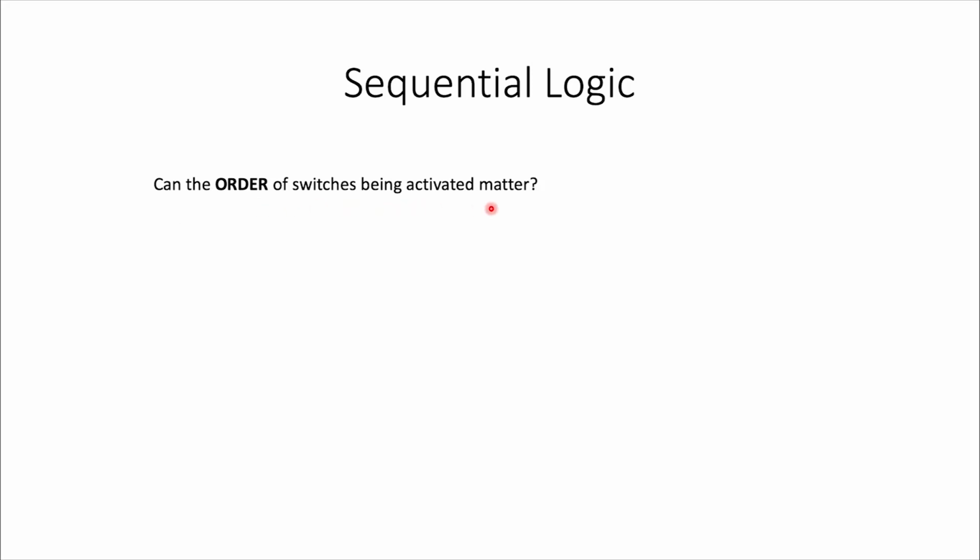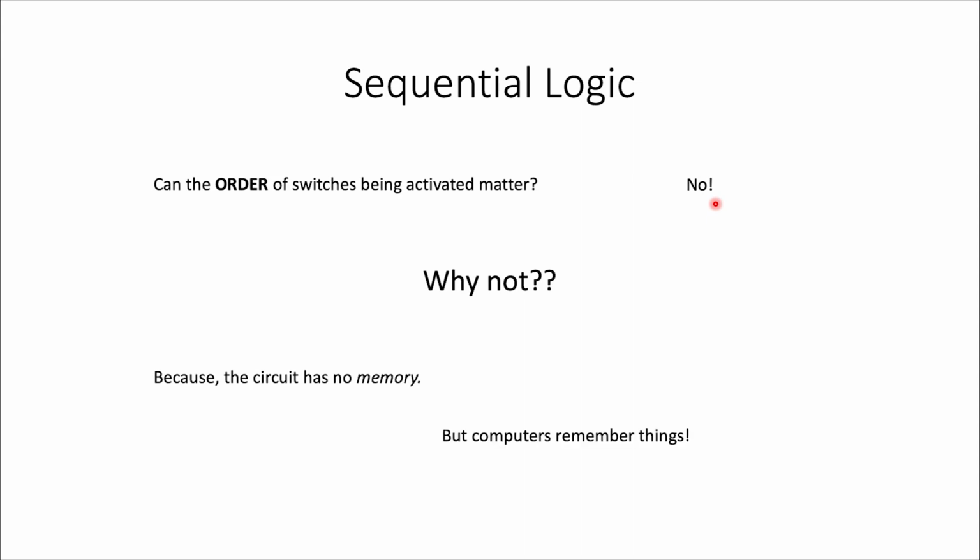So one question you can ask is whether the order of switches being activated matters. And as I said, the answer is no for combination logic. Why not? Well, the circuit has no memory, as I just said. However, this leads us to a problem, right? Computers remember things. When you use a computer, your computer uses memory, it uses disk storage space, and it even remembers things temporarily in the processor. So in order to do this, it has to have some kind of way of implementing memory using logic gates, because as we saw in the previous 2 lectures, logic gates are the building blocks for computers.